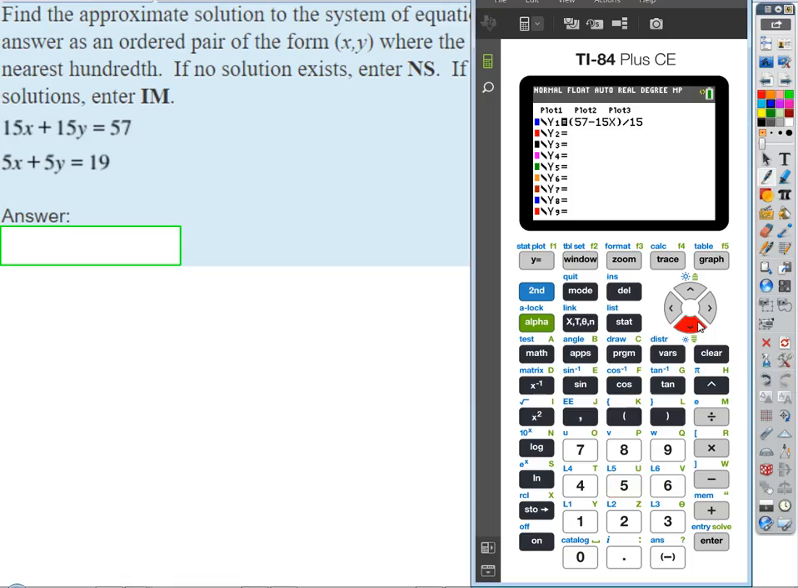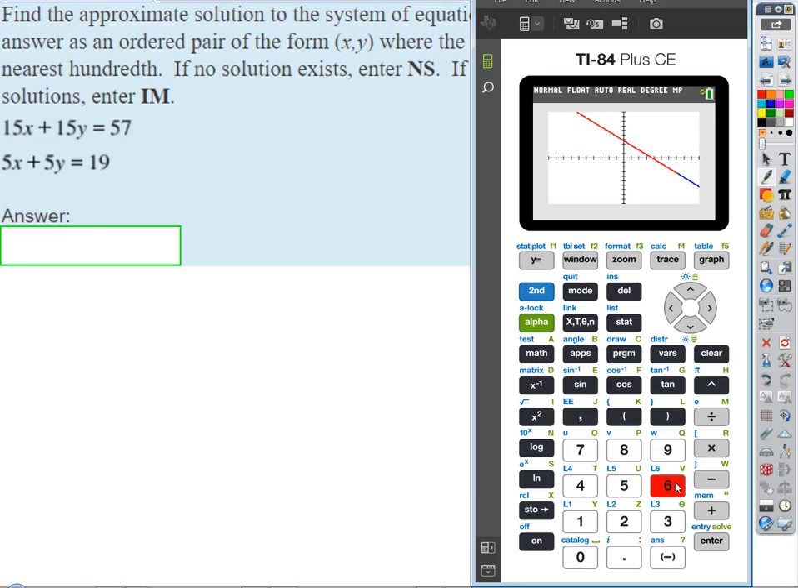Next one. Everett, what do I do for the second one? Parentheses, 19 minus 5x, parentheses, divided by 5. Divided by 5, good. Okay, and if I hit, we'll just go zoom 6 here. Ooh, what happened? Same line. The red line just appeared right over the top of the blue line, didn't it?